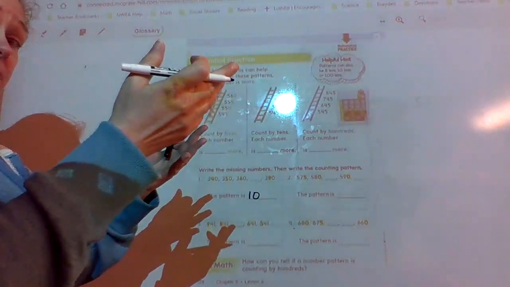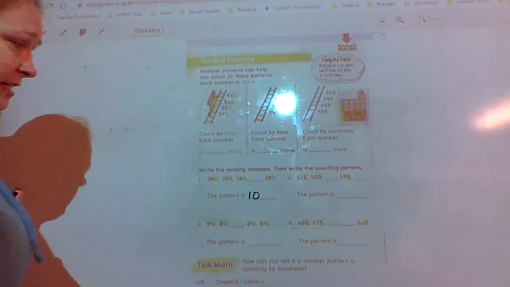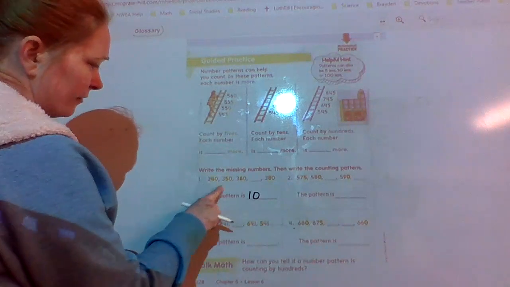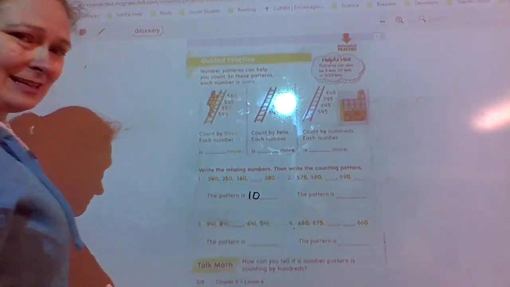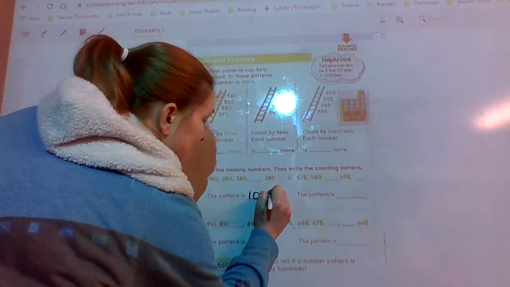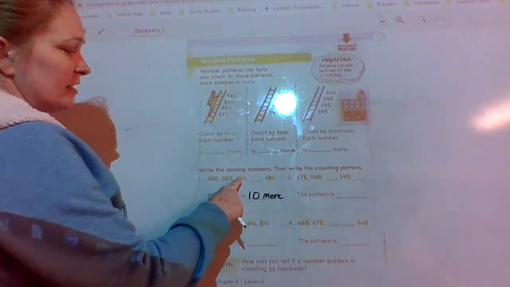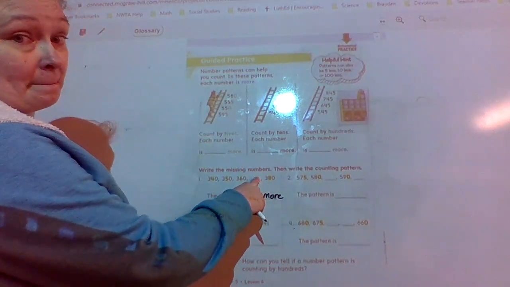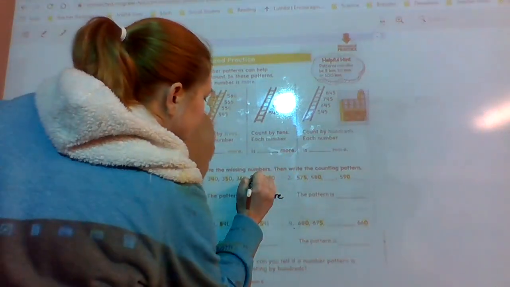Okay, so the pattern is 10, but is it 10 more, so are the numbers increasing? Or is it 10 less? The numbers are getting smaller. Well, let's see, I have a 4, 5, 6, and an 8. I think that tells me my numbers are increasing, so I have 10 more. All right? So if we're adding 10 more, it should be 340, 350, 360, 370. Good. And then 380.